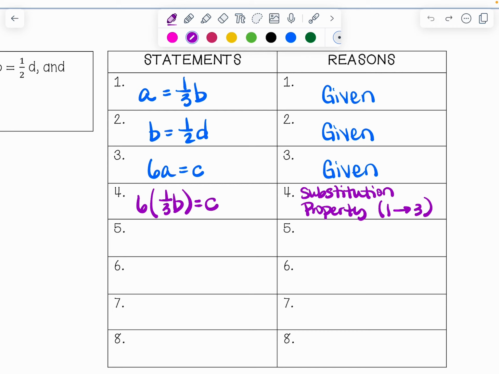Okay. Now, obviously, I don't want to leave this mess right here, this 6 times 1/3 business. So I'm going to go ahead and multiply those together, which is going to give me 2B equals C. And remember, that's just the operation of multiplication, or you can just write multiply if you want. Do not write multiplication property because I did not do something to both sides of the equation to solve it. I just simply multiplied 6 times 1/3 on the left side, and that's it.